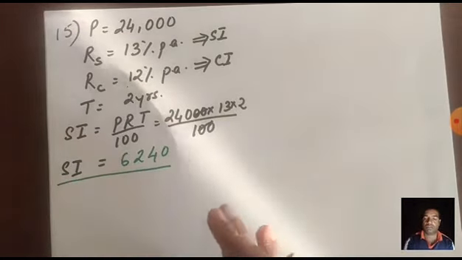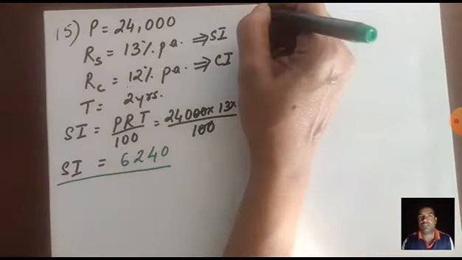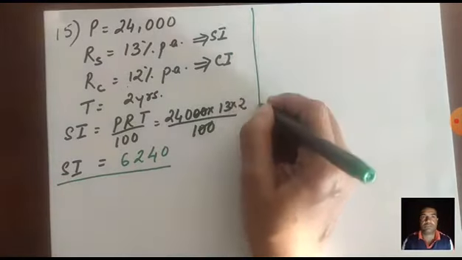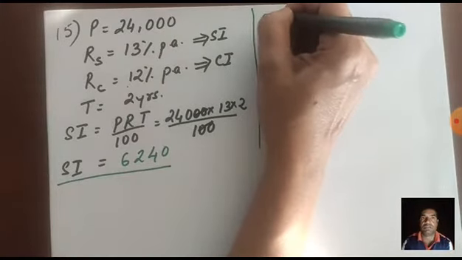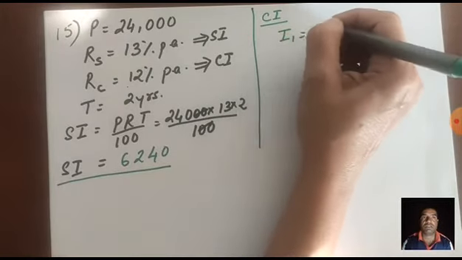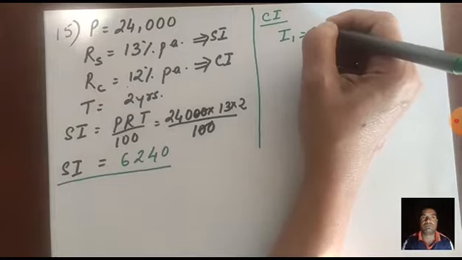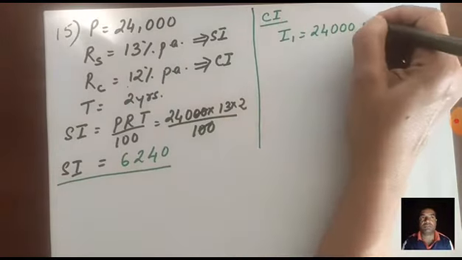Okay, so this is the simple interest. We got it here, 6240. How much he earned by the simple interest? 6240. Now compound interest we have to find. So compound interest CI we have to calculate here. I1 is equal to PRT upon 100, principal will be the 24,000.